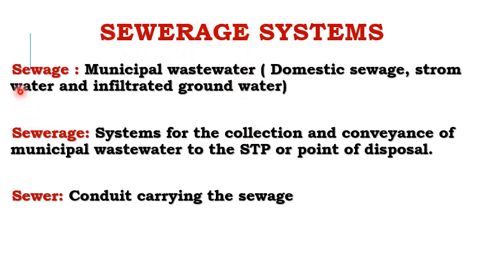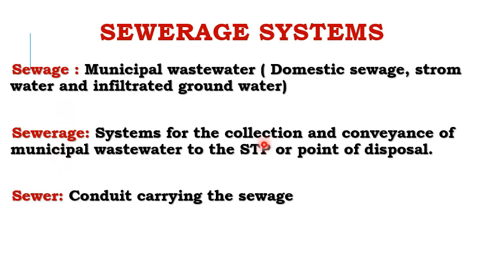See, now the same thing I am going to study and explain. Sewage means municipal wastewater or domestic sewage, and also stormwater, meaning the rainfall runoff that is added into this, and then infiltrated groundwater. It is going inside. That water is also sometimes added into the drainage system. See, this totally is called sewage.